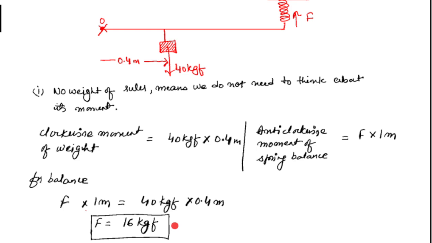Now, what if it has some weight? What if this ruler also has some mass? What will happen to the reading? It will increase. Why? Because now there are two masses hanging downwards. One is this, already giving this much moment, and the other mass we can consider at the center of this scale, acting downwards. This spring now has to support that also. So that's why it will increase. Let's see how much it is.